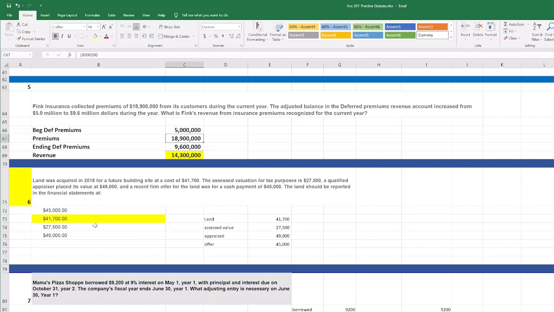So we paid $41,700, so that is what we are going to put it on the books for. It doesn't matter what everybody else thinks, that's what we actually paid for. And based on the historical cost principle, we are booking it at $41,700.